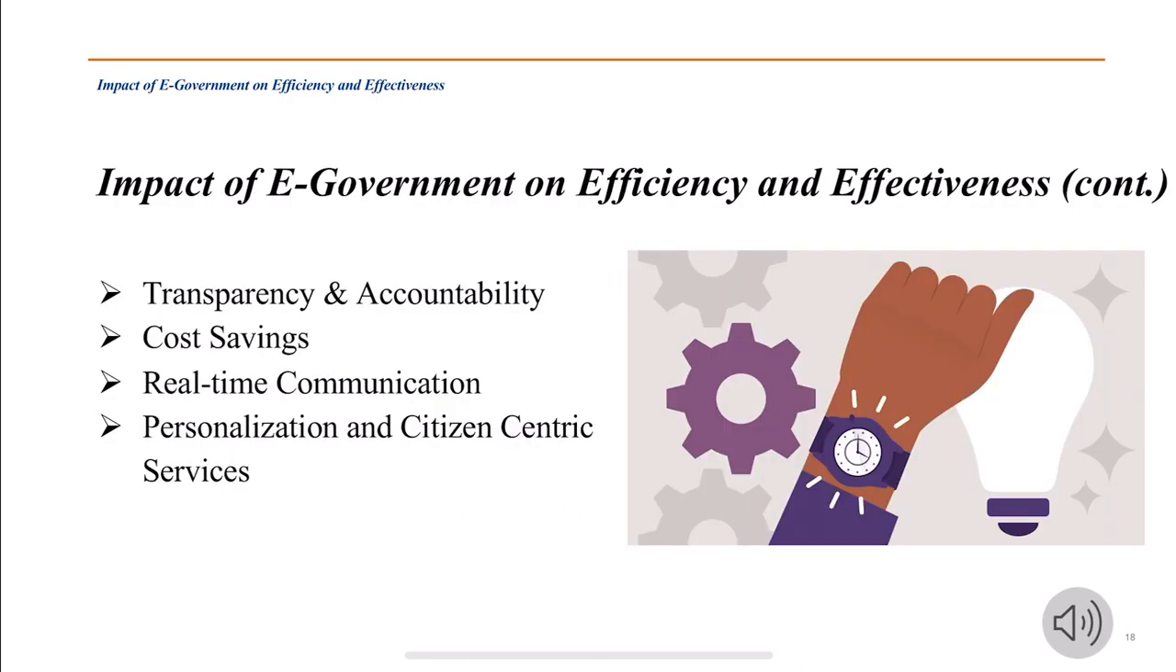Another example is transparency and accountability. Digitizing government processes fosters transparency by providing citizens with access to public information and government activities. This level of transparency enhances public trust in government institutions and encourages accountability among public servants.